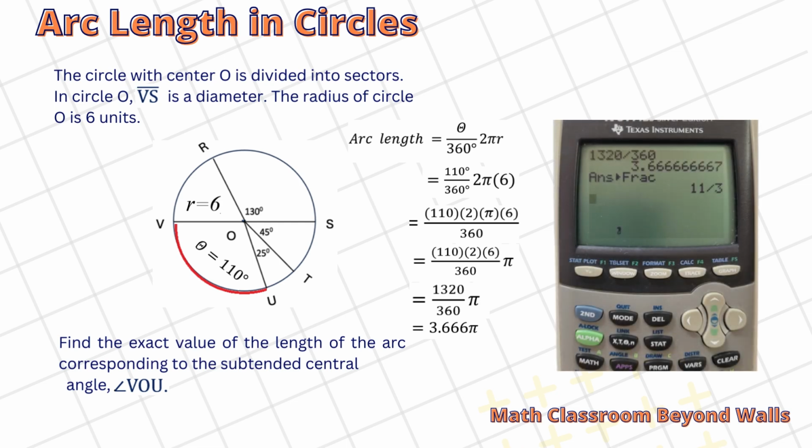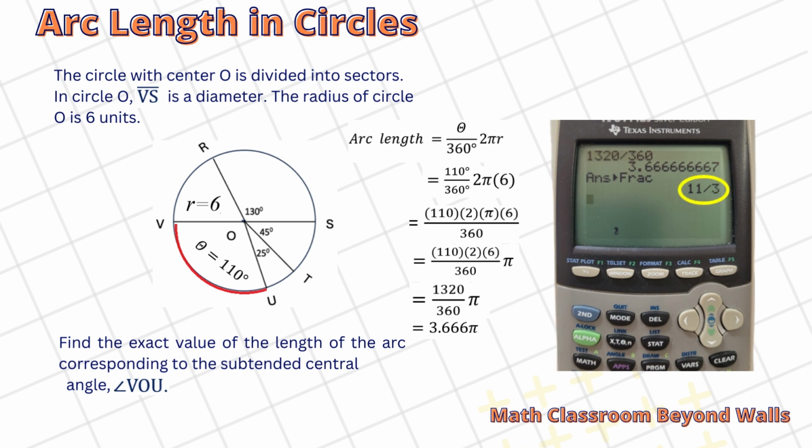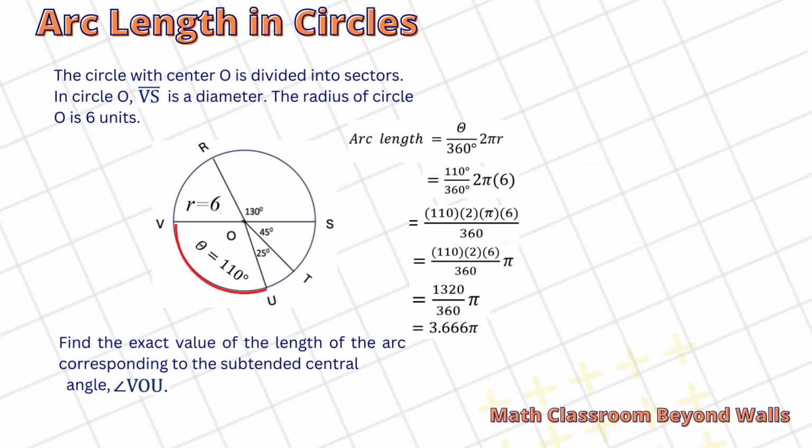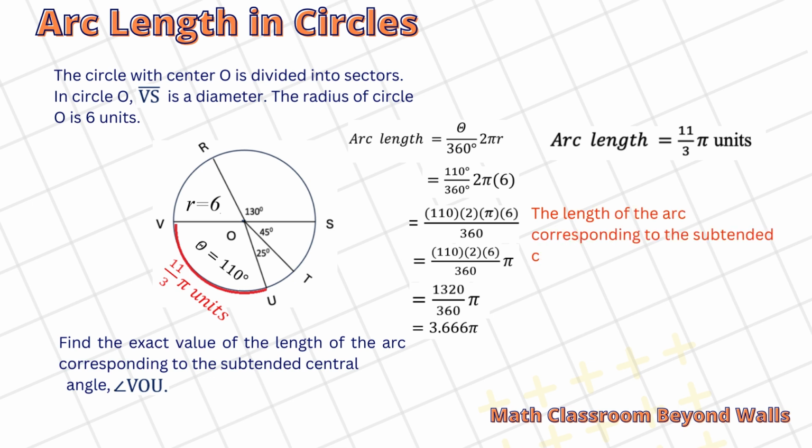Now we have the exact value in fraction form. This fraction in its simplest form is what we want. The decimal number 3.6666 is 11 over 3 in fraction form. We just attach the pi to complete the answer. The exact answer is therefore 11 over 3 pi. So, the length of the arc corresponding to the subtended central angle VOU, is 11 over 3 pi units. We are done and we have solved the problem.